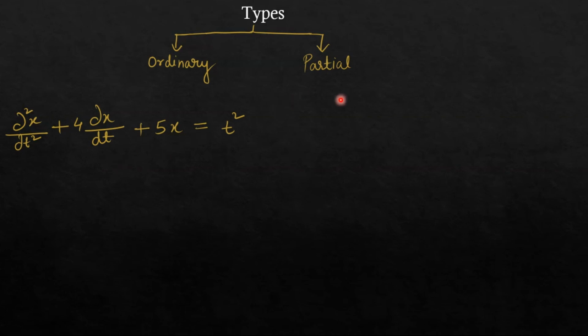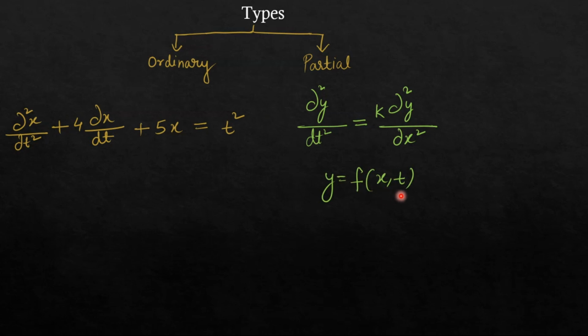Now what is meant by partial differential equation? Where the differentiation is with respect to more than one independent variable, it will be known as a partial differential equation. Like if I give you an equation like this, d²y/dt² = k d²y/dx². So here you see there is one derivative of y with respect to t and one derivative of y with respect to x. Is it fine? What does that mean? It means that y is a function of x as well as t.